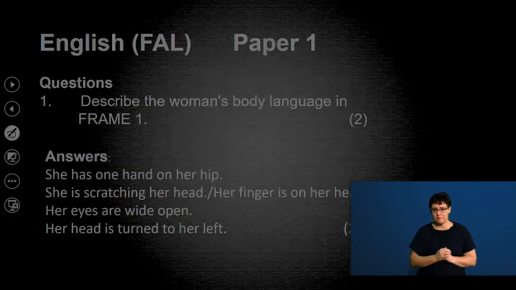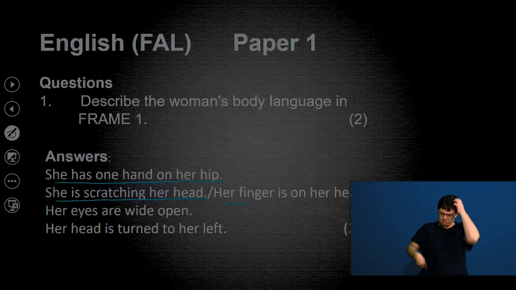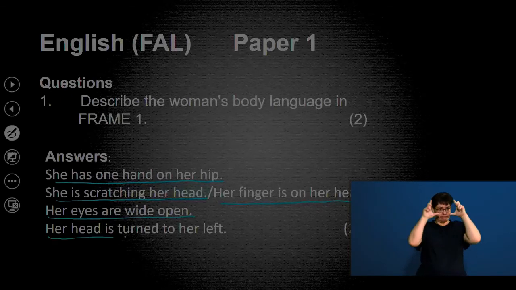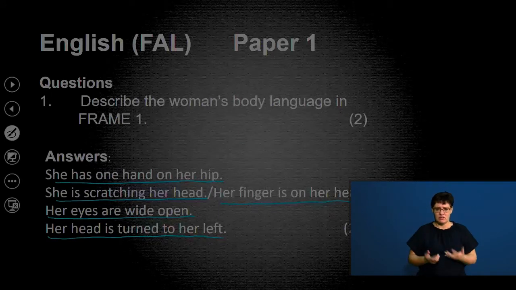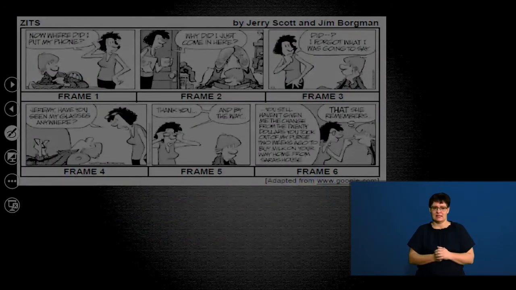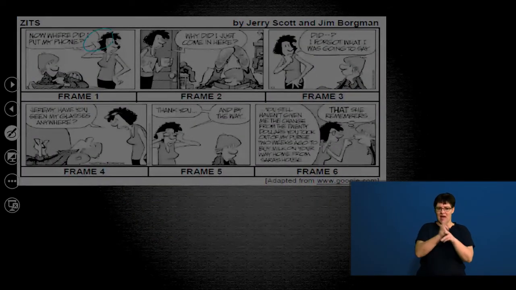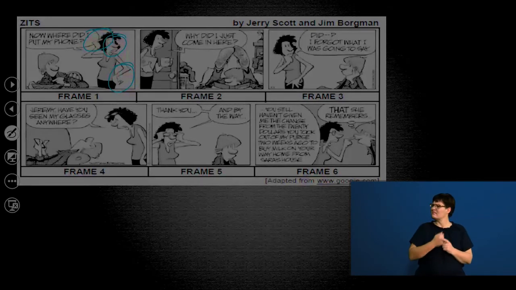Okay, so frame 1, she has her hand on her hip. She's scratching her head. Her finger is on her head. Her eyes are wide open. Her head is turned to the left. Any two of these sentences would give you 2 marks. Okay, so let's look at it. There she is. She's got her hand on her head. She's looking puzzled. The hand on the hip. And basically we're describing her eyes, her face, and how she actually looks.